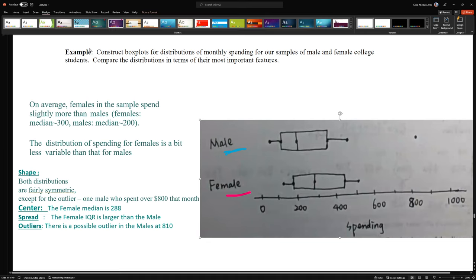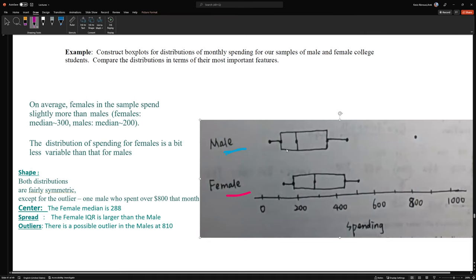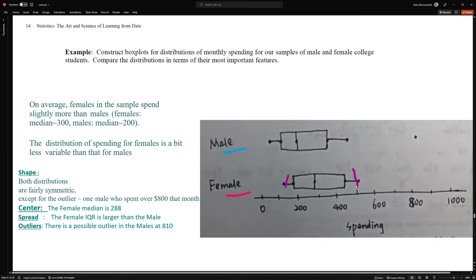You can identify it in a box plot when this and this are equal. The left part, this, and this, when these two parts, the whiskers, are equal in size, it means that the distribution is symmetric. So we can see also this one is slightly, almost symmetric.